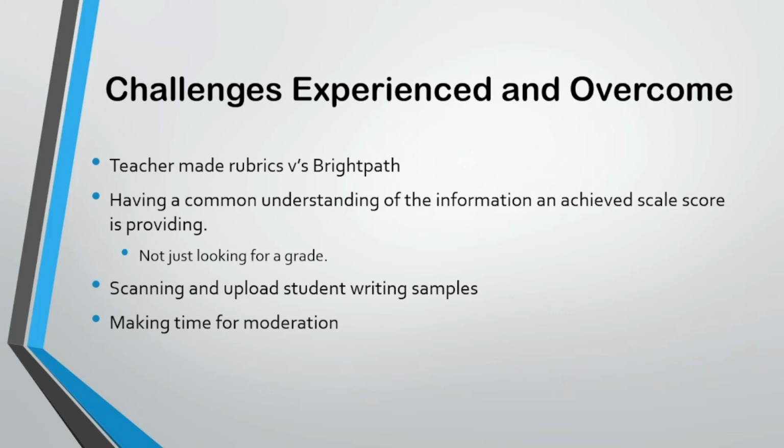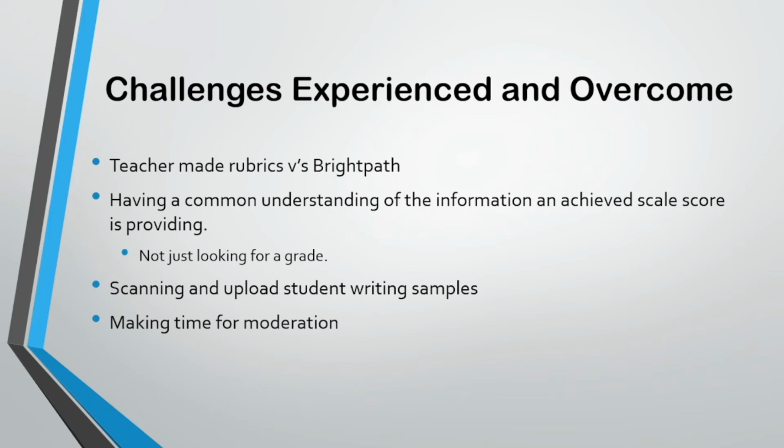So there's that common understanding now that the Brightpath ruler actually gives us all the information that we need, and that making your own writing rubric is not essential when we're assessing students' work. Having common understanding of information and achieved scale scores. So understanding that the achieved scale score is providing us with that detailed information of the skills that they're achieving.